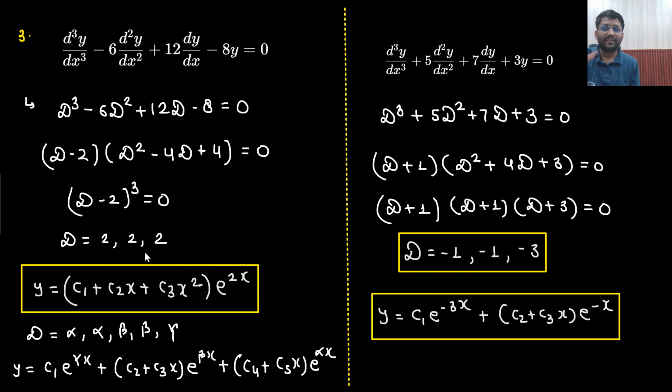But sir, if only this root 2 was there, then the answer would have been C1 e to the power 2x. But sir, this is repeated 3 times. So this constant will say that in place of C1, what will come? C1 plus C2x plus C3x square.